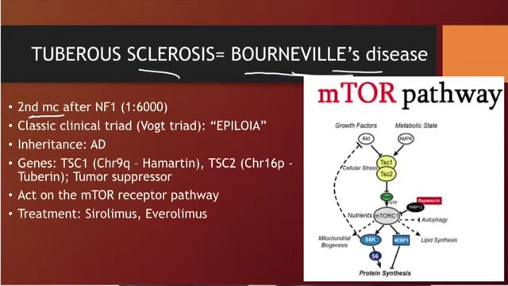The prevalence is 1 in 6,000 people. As you can recall, NF1 had a prevalence of 1 in 3,000. So this has almost half the prevalence of NF1.